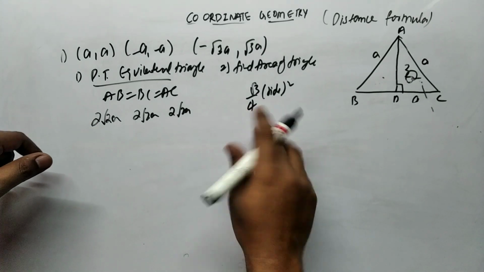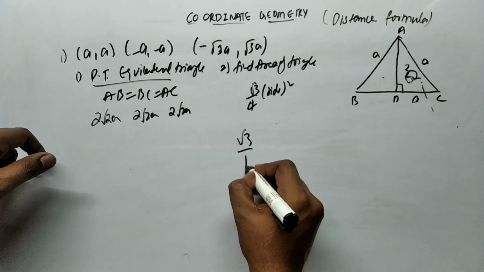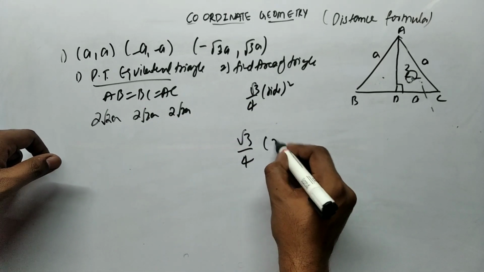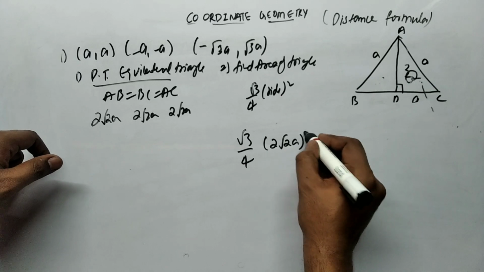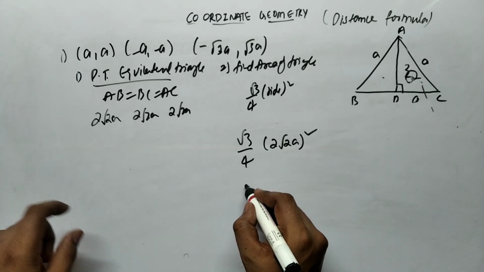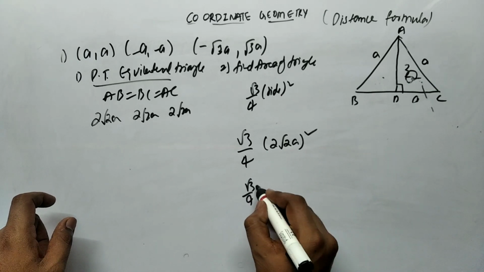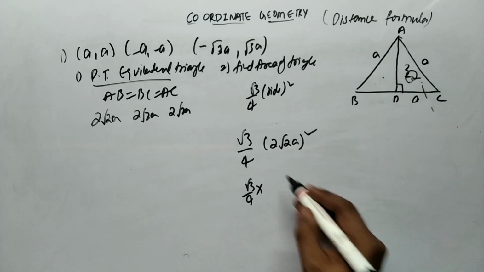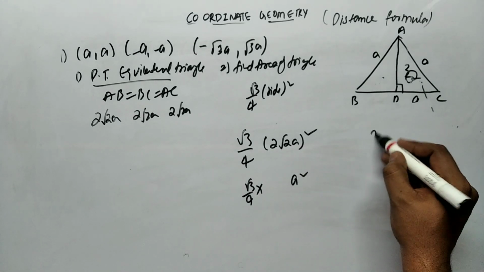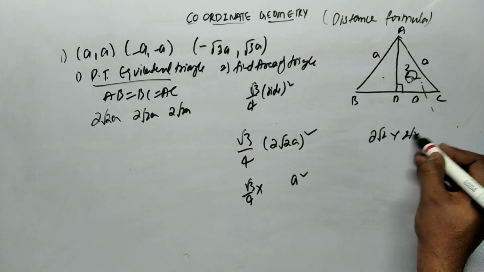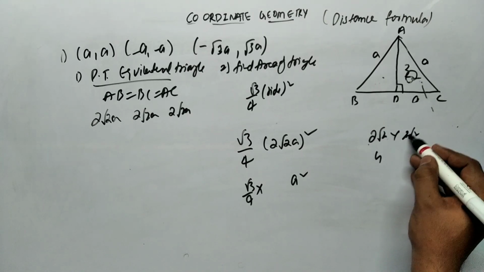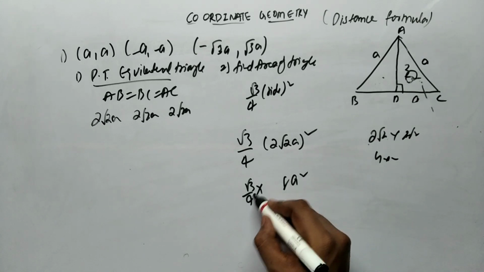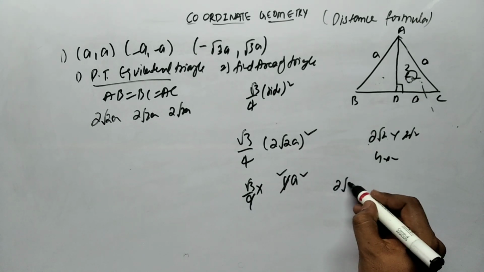If you want to find the area, you need to substitute the side value, 2 root 2 a. You need to put a square. We get root 3 by 4 into (2 root 2 a) whole square. So we get a square times 2 root 2 into 2 root 2. 2 root 2 times 2 root 2: 2 times 2 is 4 and root 2 times root 2 is 2, so we get 8. 4 1s are 4, 2 4s are 8. So 2 root 3 a square.